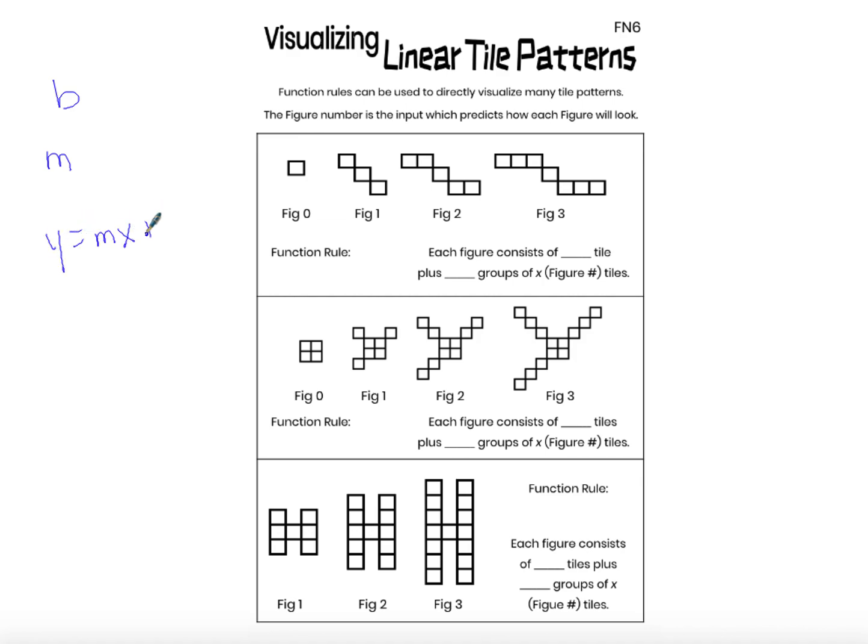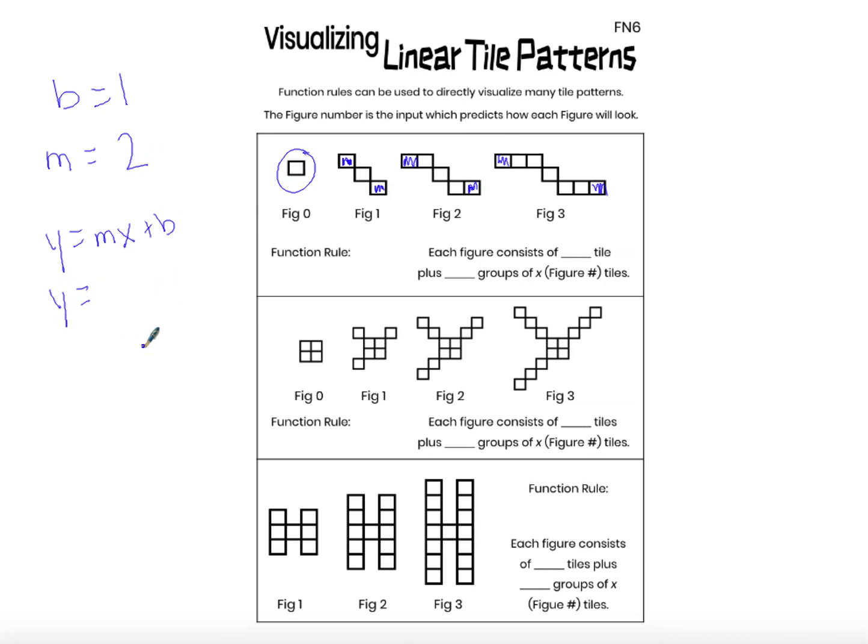mx plus b. For example, for this first tile pattern, we would have identified that the start value, how many tiles were in figure 0, was 1. And then we would look to see how many tiles were being added each time the figure number increased by 1. So to go from figure 0 to figure 1, we added 2. To go from figure 1 to figure 2, we're adding 2. Adding these 2 to go from figure 2 to figure 3. That tells me my rate of change, how many tiles are being added each time the figure number increases by 1, is 2. We're adding 2.